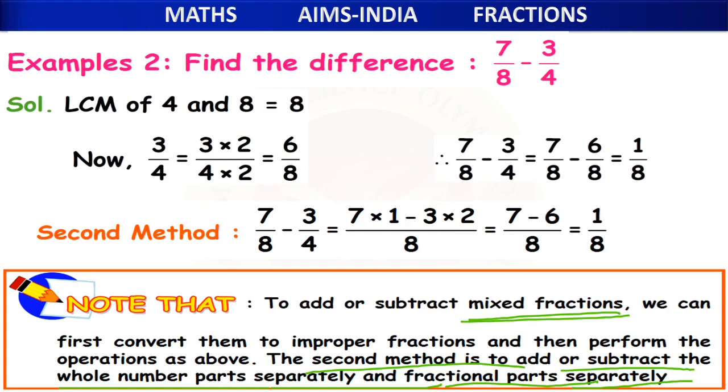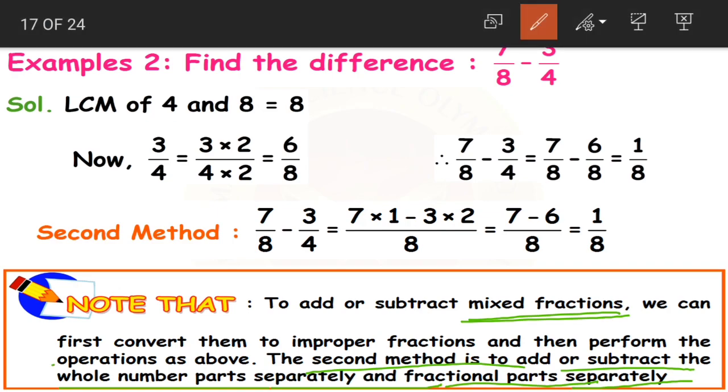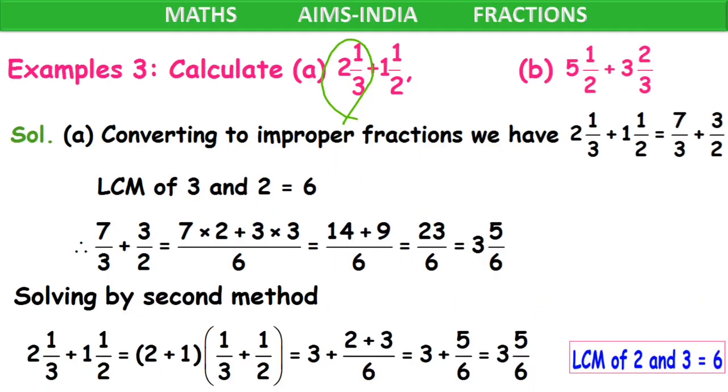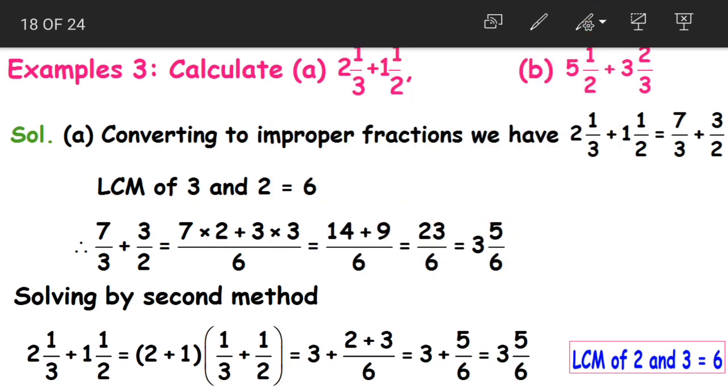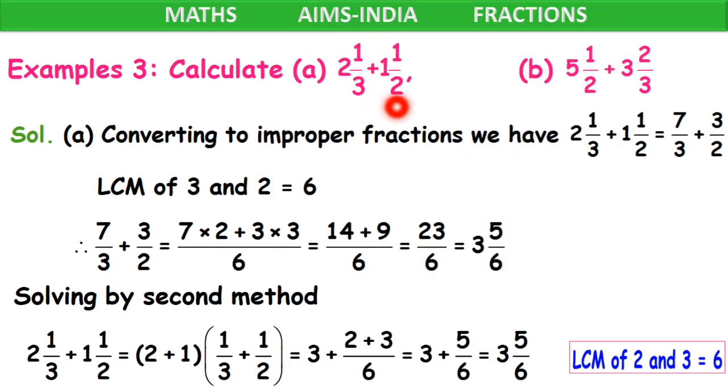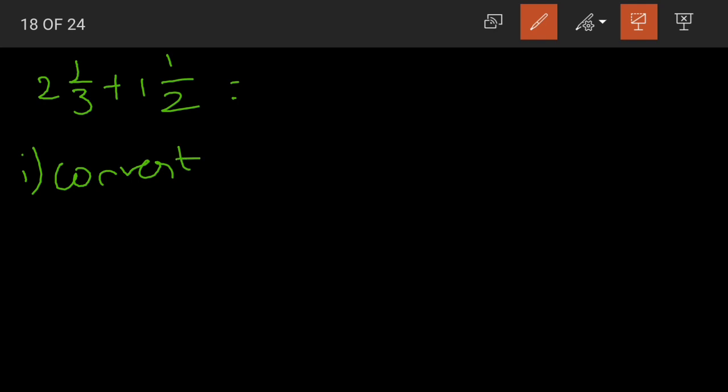Now what are they saying here? To add or subtract such mixed fractions, first step would be to convert them into improper fractions. What will the first step be? First step will be to convert them into improper fractions and then perform the operations as above. So let us look at the numbers here. First one is 2 1 by 3 plus 1 1 by 2. What is the first step, students? Convert into improper fractions.